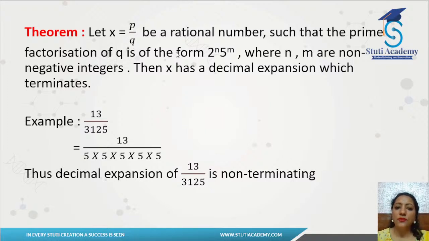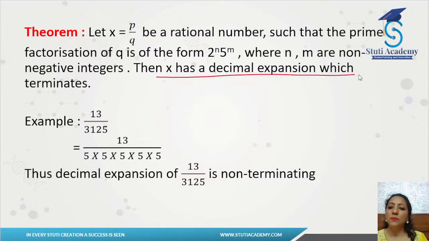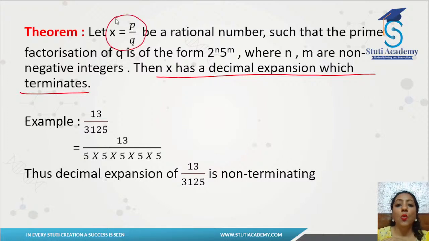And the prime factors, they're of the form 2 raised n, 5 raised m, where n and m are non-negative integers. This means if we take q, that's the denominator, and we prime factorize the same, we get the prime factors as 2 or 5 or both. We must get 2 or 5 or both and nothing else except that. We should not get any other prime number like 3, 7, 17, something like that, nothing. We should get either 2 or 5 or both. If we are getting like this, then we can conclude that x has a decimal expansion which terminates. Then the decimal expansion of that particular rational number will terminate.